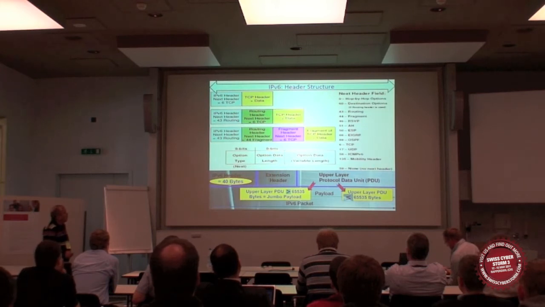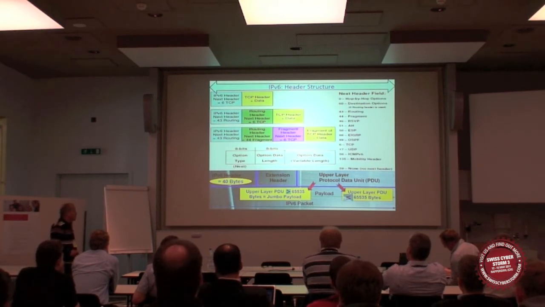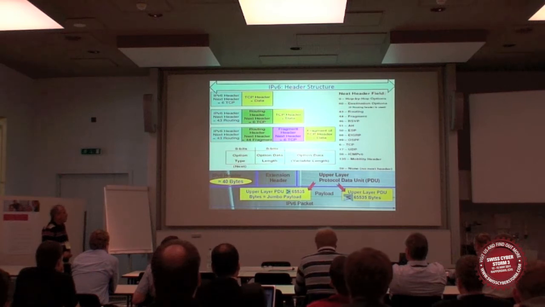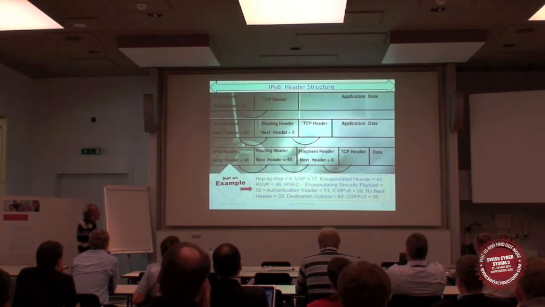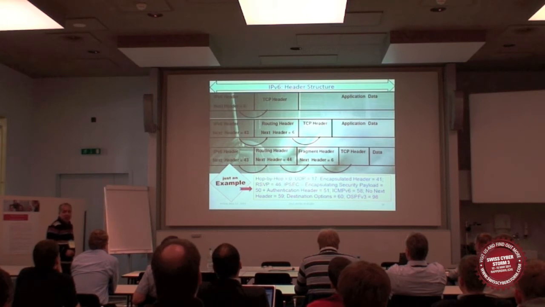Now, we have an extension header. This diagram is very detailed on the IPv6 header structure. Here, this is the upper layer protocol data unit, which is abbreviated PDU. The IPv6 header, as we said, is 40 bytes, and these headers here are the PDU layer and the IPv6 packet. So this is a sample of how you program these headers.